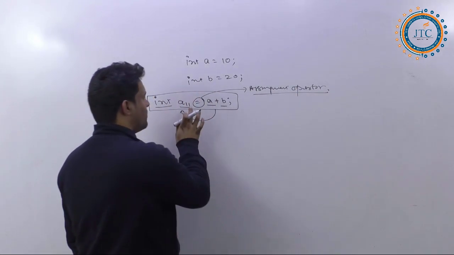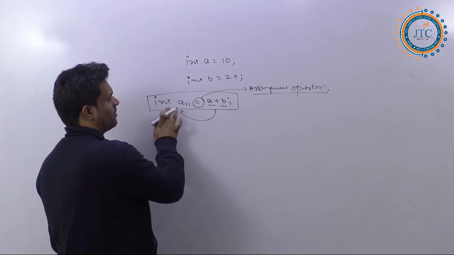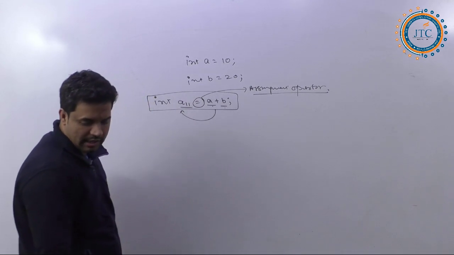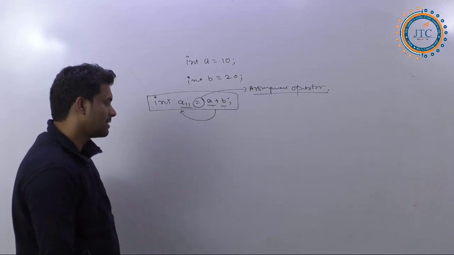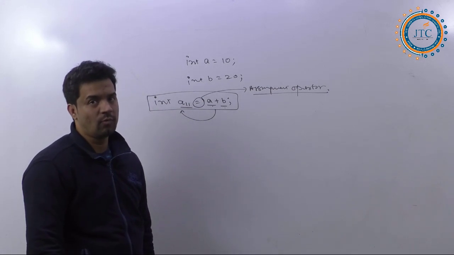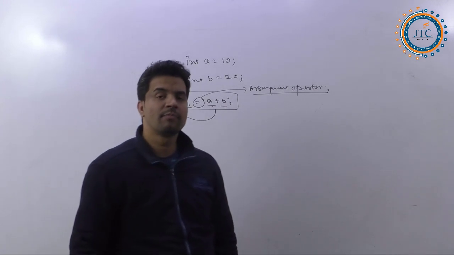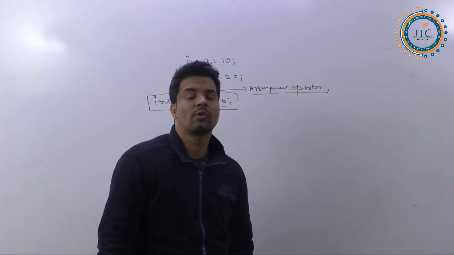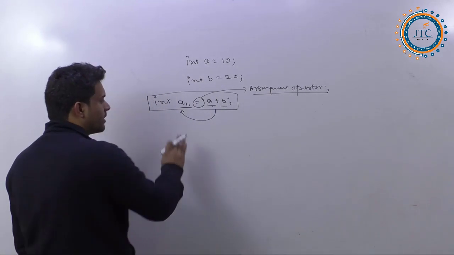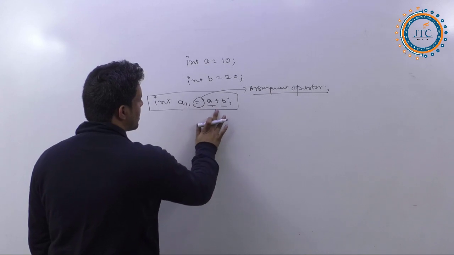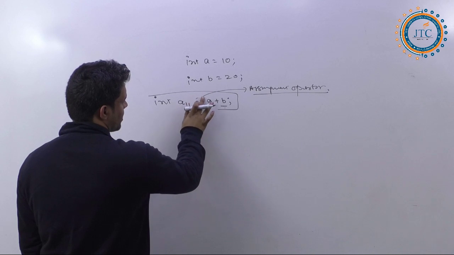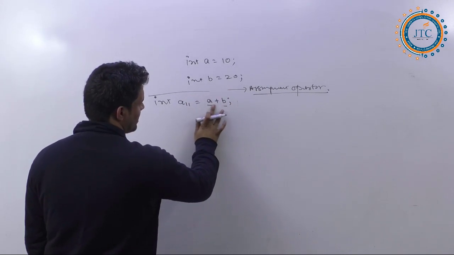So int a11 is equal to a plus b: I am adding and storing inside a11. This is one arithmetic operation that we are performing. That's what we are performing in this case. Is that okay? Now, when I say arithmetic operations that we are going to perform here, understand. So can we write this statement or not?